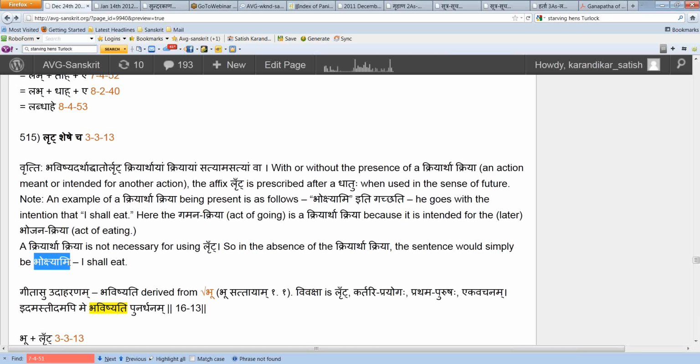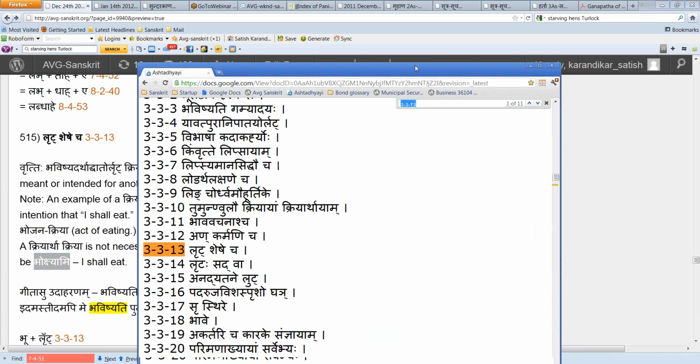Now why do we need to say this business about kriyartha kriya being present or not present? Samanyena kasmanna vidhiyate, samanyena ko dosha syat? What will be the problem if we just say rut bhavishyatyarthe? Why do we have to say sheshecha? The reason is that there is a sutram which we will study later on.